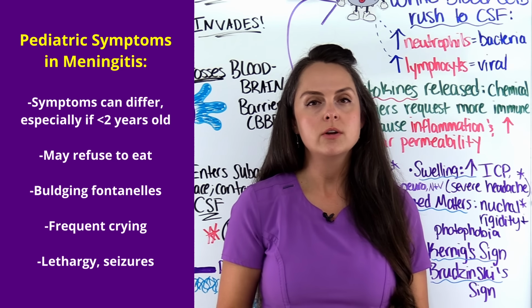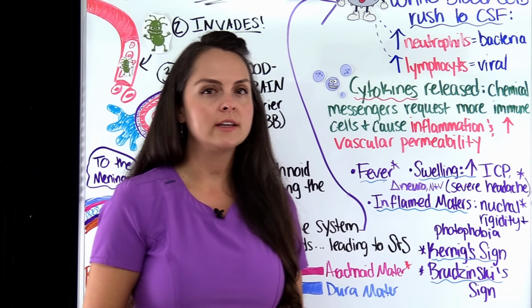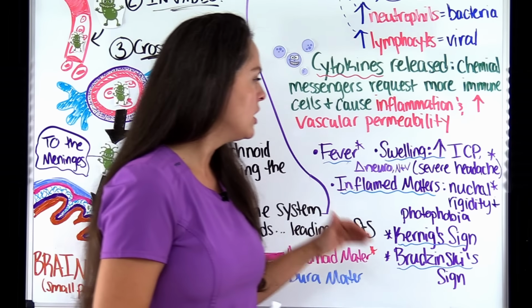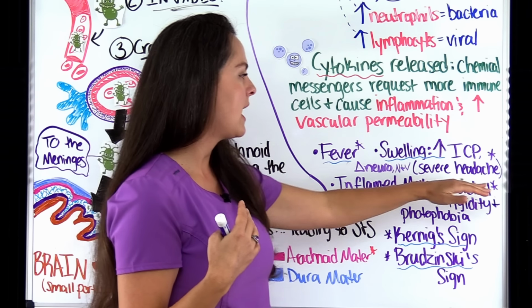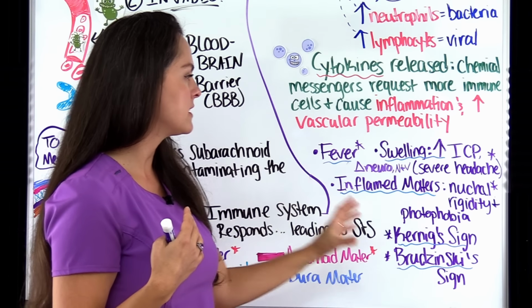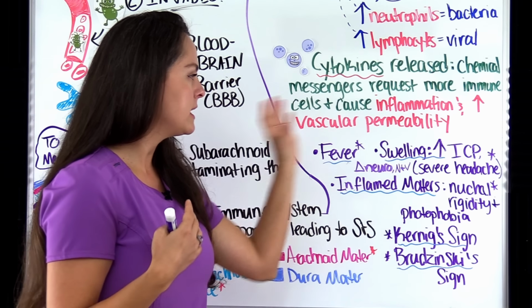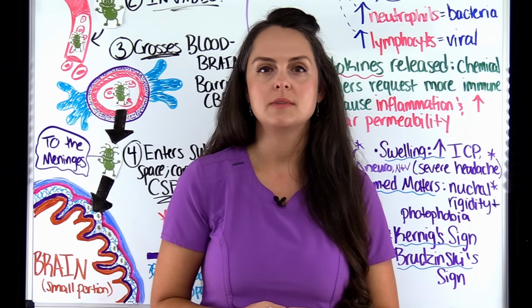So with adult, remember the big ones that you're mainly going to see. So if you have a patient come in, they're going to have that nuchal rigidity where they're going to have neck issues. They're going to have severe headache and fever. That's like the big 3 of your meningitis signs and symptoms.